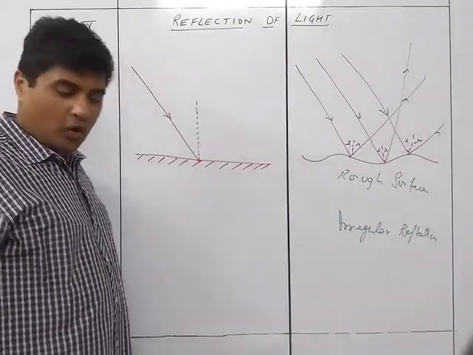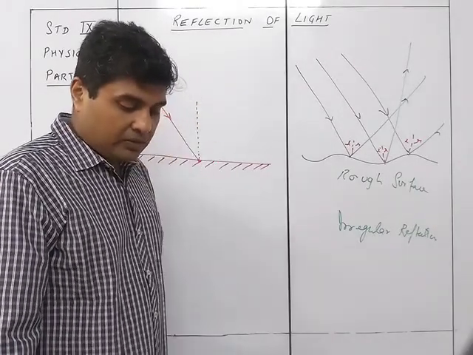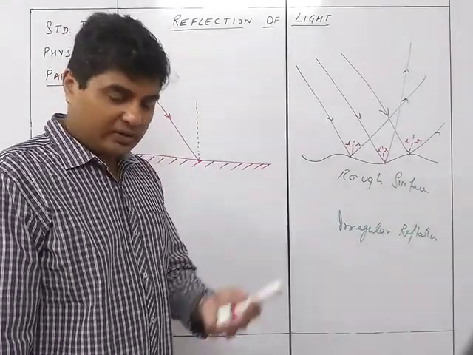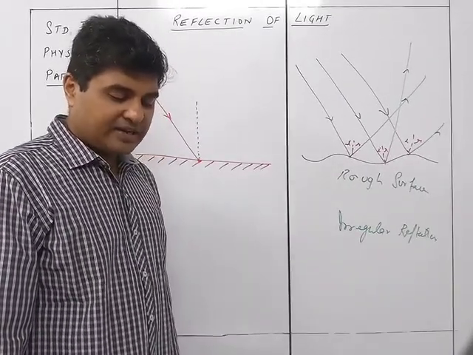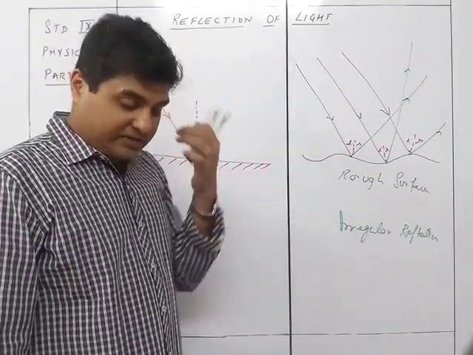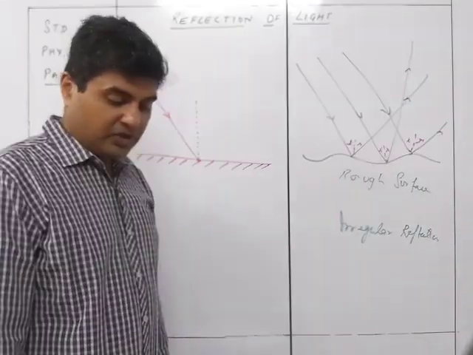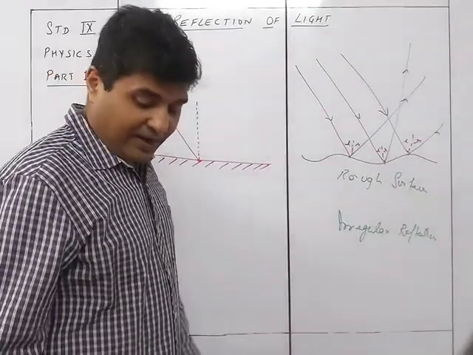That is the normal. The perpendicular drawn to the surface at the point of incidence is called the normal. So the perpendicular drawn to the surface at the point of incidence is called the normal. Then comes the reflected ray.